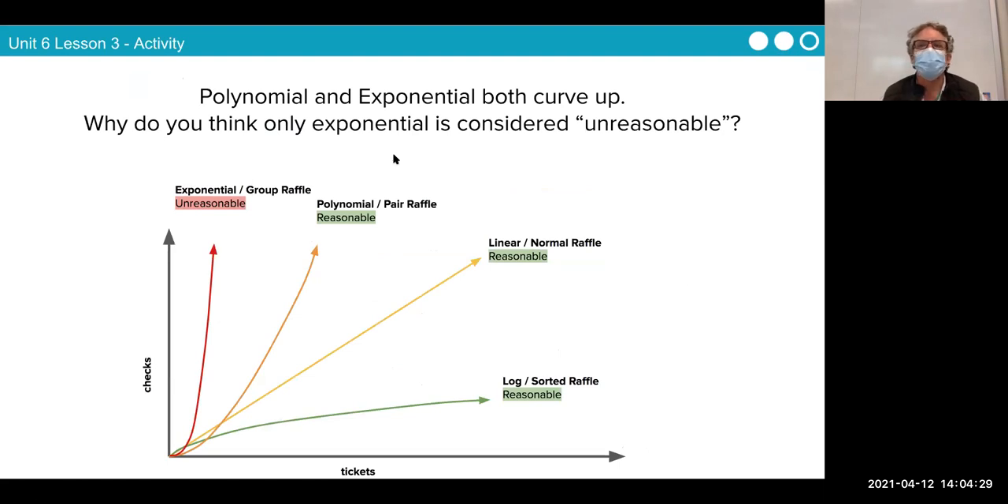Polynomial and exponentials both curve up. Why do you think only exponential is considered unreasonable? Anybody have an answer for that? Why is only exponential considered unreasonable? Polynomials seem to go up pretty fast.